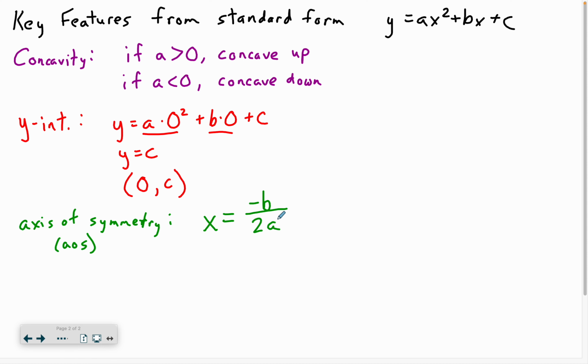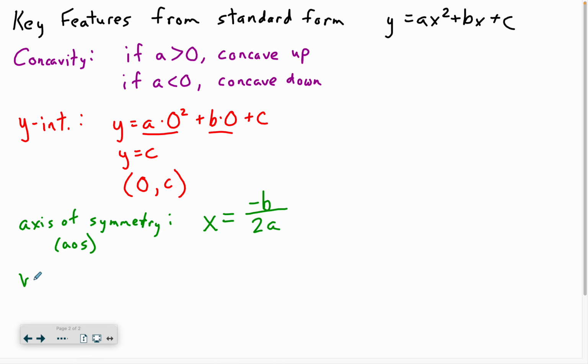Now you have to be careful when you type this in your calculator that you put parentheses around 2a in your calculator. If you don't, your calculator will get it wrong. So make sure if you type that in your calculator, put parentheses around 2a. So that's how you find the axis of symmetry.